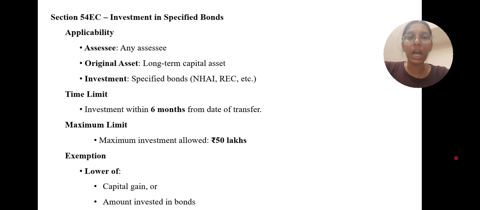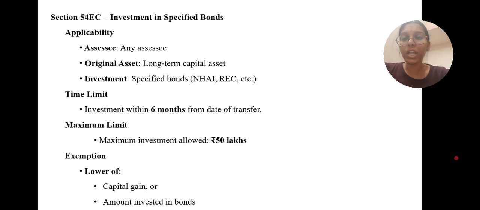But the condition here is that the bonds you purchase should be long term capital asset bonds, and they should be specified by the Government of India. The Government of India notifies the bonds, and the persons who invest in these bonds will be exempted.